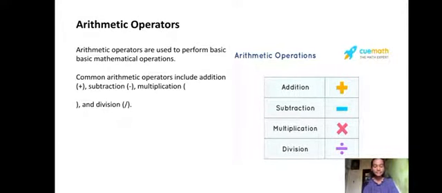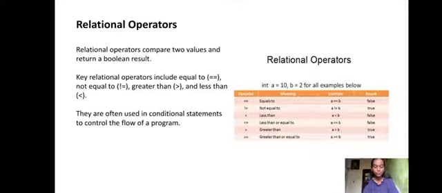So next, here are the relational operators. The relational operators compare two values and return a Boolean result. Key relational operators include equal to, not equal to, greater than, less than. They are often used in conditional statements to control the flow of the program. Here are the relational operators, that is equal to, not equal to, less than, less than or equal to, greater than and greater than or equal to.